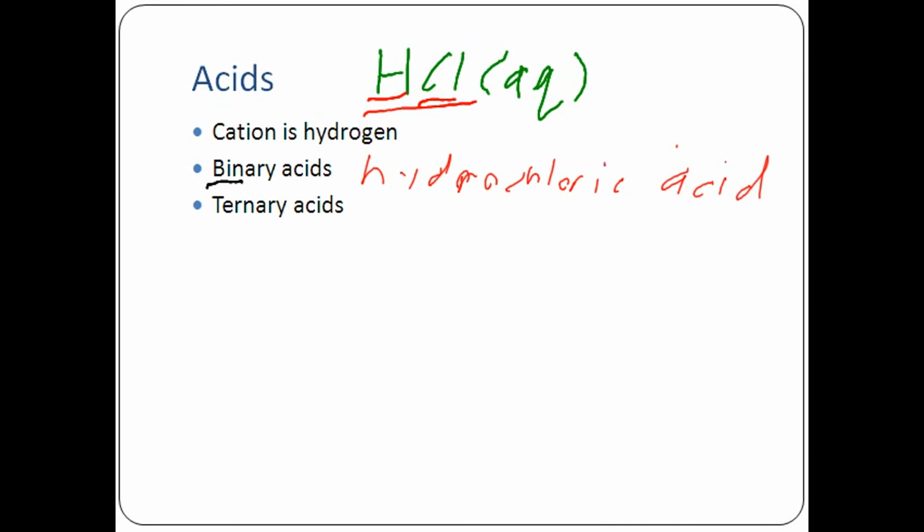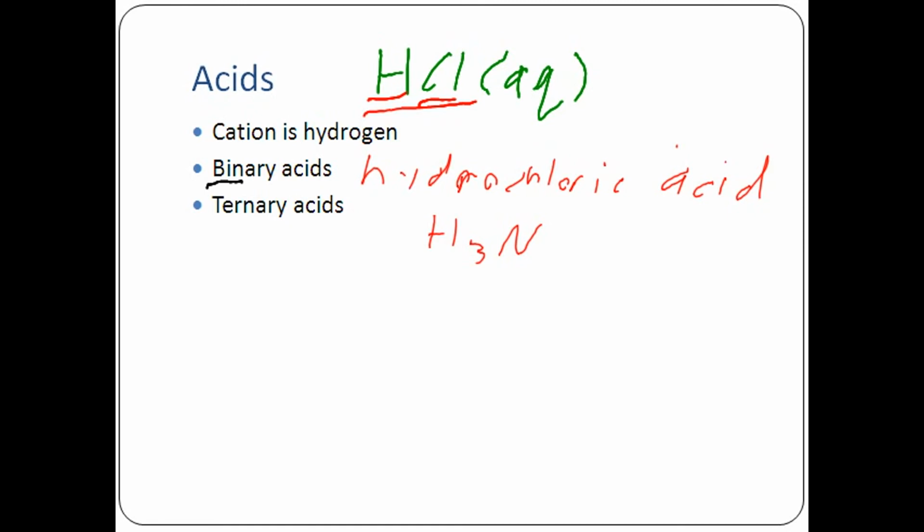Another binary acid you might run across would be something like, let's suppose that we have H3N. In this case, we ask, is this an acid? Yes. The cation is hydrogen, so we know it's an acid. Second question we ask here is, is this binary? Yes, it only has 2 elements in it, hydrogen and nitrogen. And so it's a binary acid.